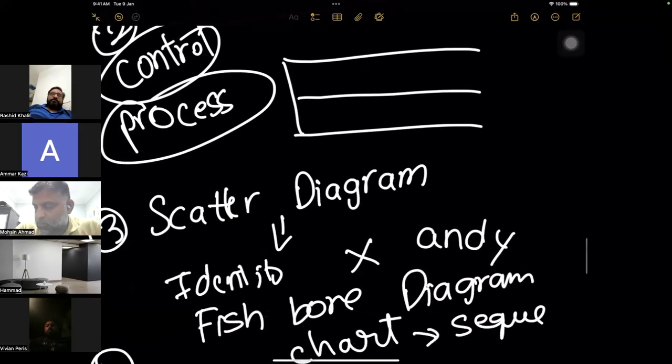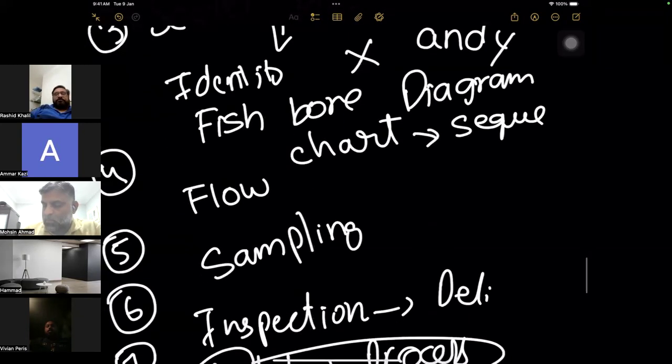Scatter diagram, also known as correlation diagram, identifies the relationship between two variables, x and y. If I increase x, will y increase, decrease, or have no impact? Then flow chart shows the sequence of the process, step 1, step 2, step 3, step 4, step 5, things like that.